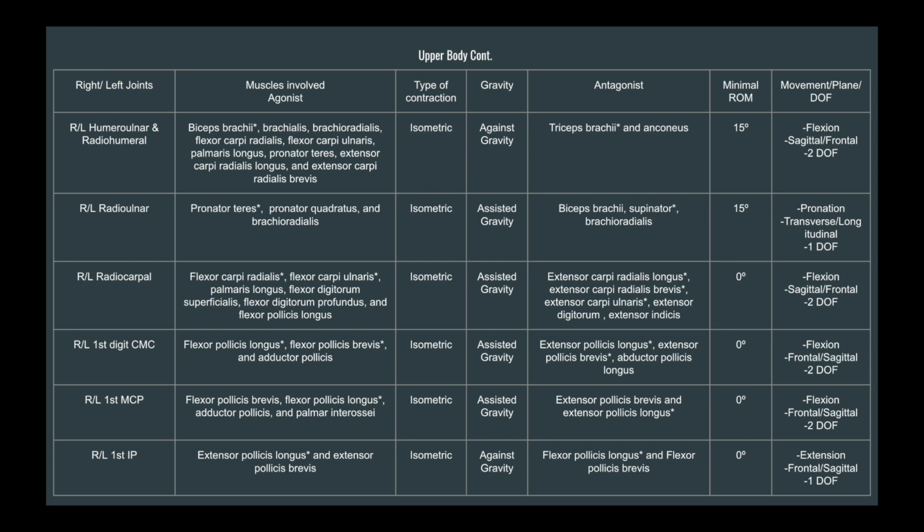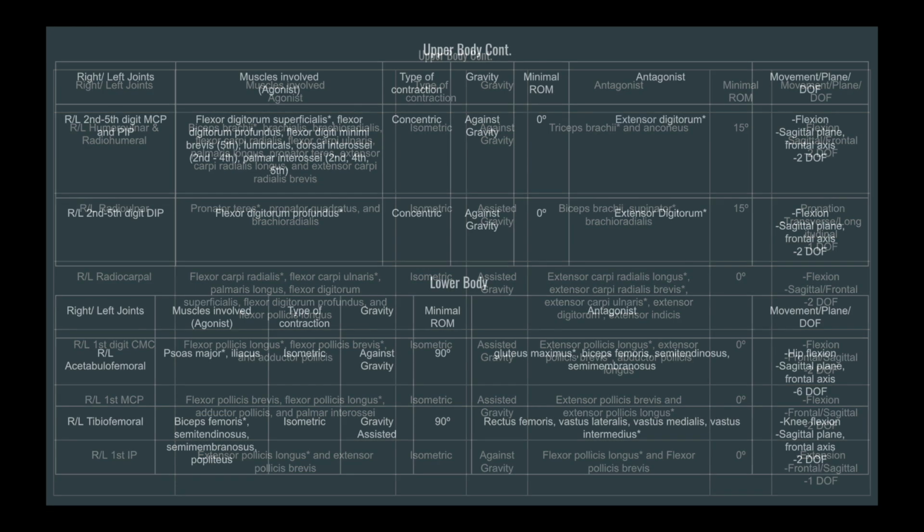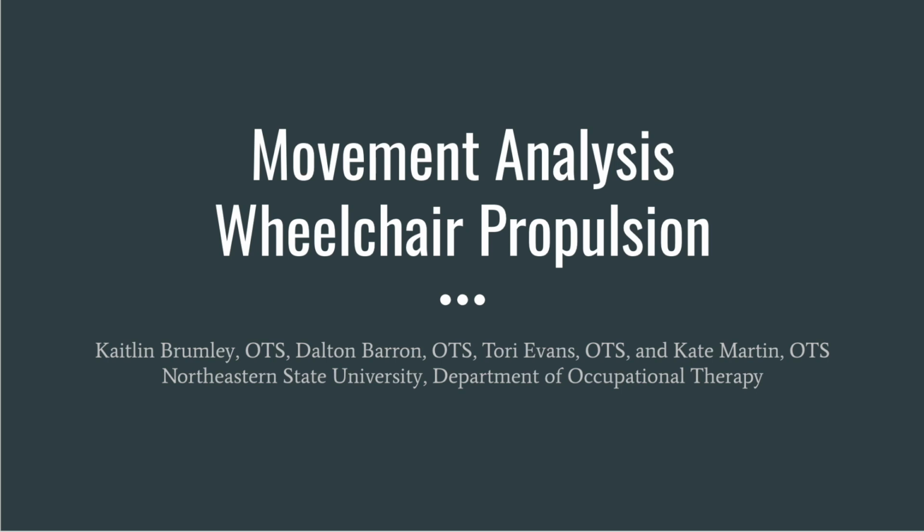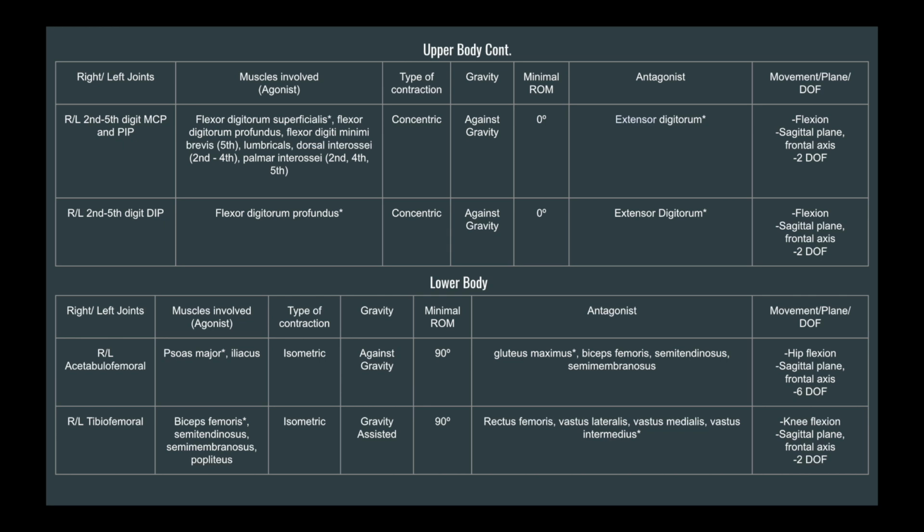Next, for the upper body, we have the second through fifth digit MCP and PIP, both in flexion in the sagittal plane and frontal axis. The main agonist muscle is the flexor digitorum superficialis, and the main antagonist muscle is the extensor digitorum.